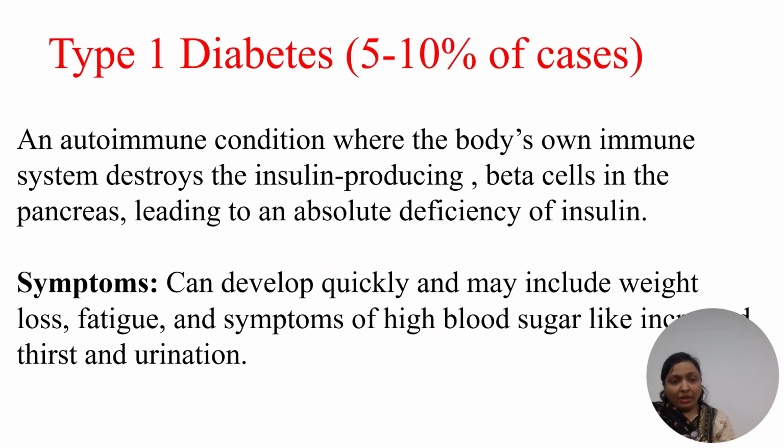So now let's come on the classification of diabetes. First is type 1 diabetes, which is happening in 5 to 10% of total cases of diabetes mellitus. This is basically an autoimmune condition in which the body's own immune system destroys the insulin producing beta cells in the pancreas, leading to absolute deficiency of insulin. So ultimately hyperglycemia occurs. What are the symptoms of type 1 diabetes mellitus? It develops quickly. The symptoms include weight loss, fatigue, and polyuria and polydipsia.